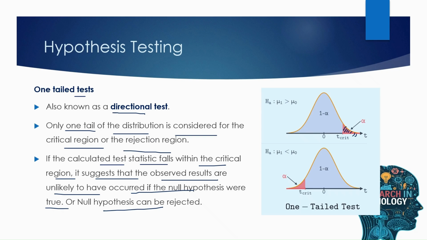So if the calculated test statistic falls within the critical region, it means whatever results you have got would not have occurred if there was no significant difference between the two variables under study. There is a significant difference, that's why you have got a particular result. So the null hypothesis can be rejected. Okay, why? If the test statistic falls in this particular region.